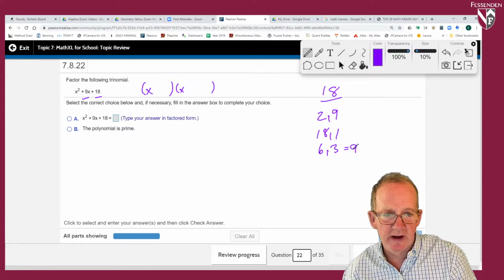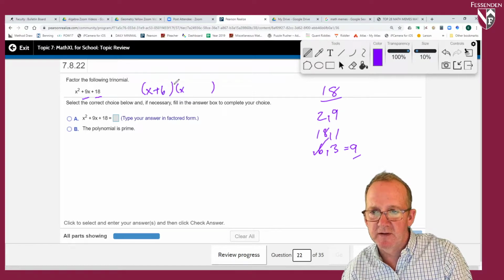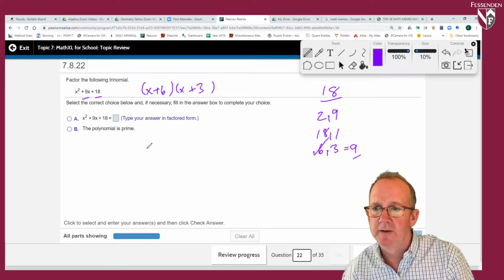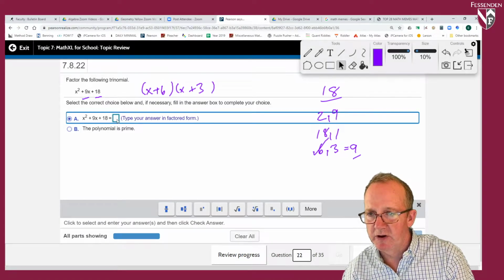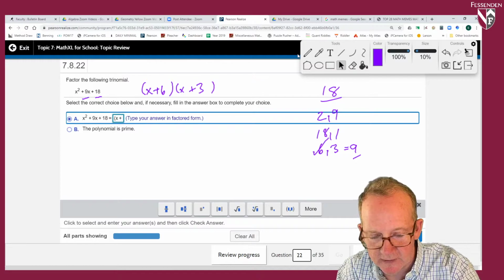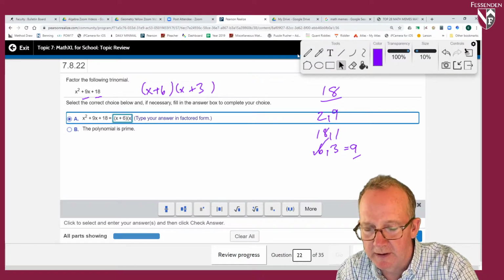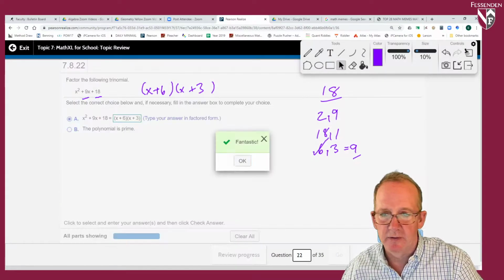6 and 3 do add to be 9. So this is the one we want. So it's plus 6 and plus 3, right? And so they're asking for us to put our answer in. We put it into the box here. And I say x plus 6 and x plus 3. And let's check the answer.